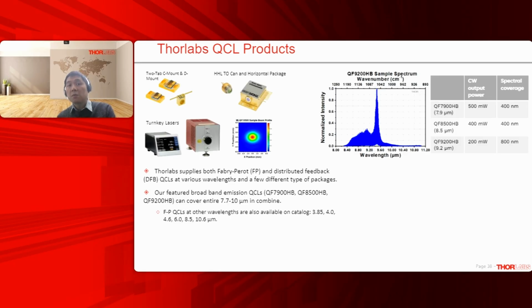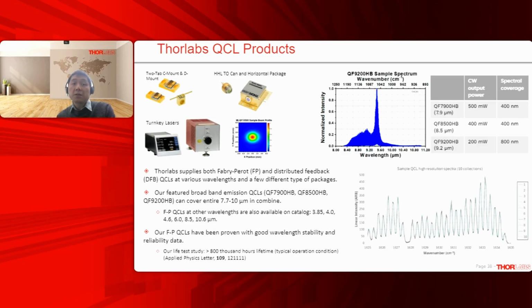One sample spectrum of a QF9200HB is shown here. You can see that one laser can cover the range from 8.4 micron to 10 micron. Moreover, collectively, three of them can cover continuously from 7.7 micron to 10 micron. Of course, we have other standard Fabry-Perot QCLs at wavelengths from 3.8 micron all the way to 10 micron available on our website. Typically, their spectrum coverage is less than 100 nanometers.